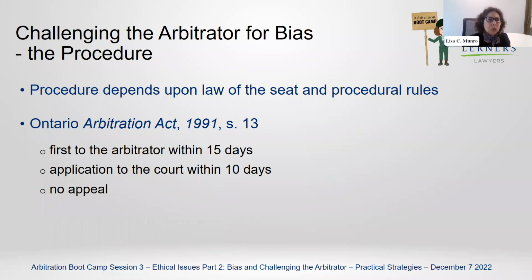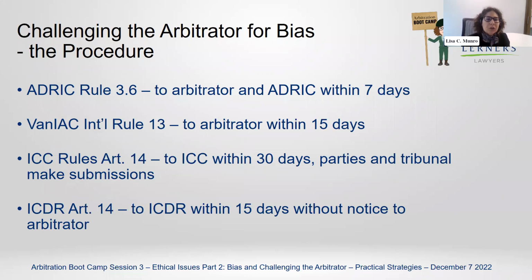And the procedure will depend on the law of the seat and the procedural rules the party has chosen. So the most important issue is, if you are considering raising a challenge, you must go to the relevant legislation of the seat and or the rules that the parties have agreed upon. So in Ontario, the challenge must be made quickly within 15 days of learning of the issue about which the party makes objection, after which there's a deemed waiver. And that application goes to the arbitrator. The decision of the arbitrator then starts a 10-day period within which the dissatisfied party may go to the court for a decision, and the court's decision is not subject to appeal. So you can see in the rule there's an attempt to have these matters dealt with fairly quickly, but as soon as matters go into court proceedings, we know how bogged down the courts are, and this will invariably slow down an arbitration. Under the ADRIC rules, notice has to go to both the arbitrator and ADRIC within 7 days.